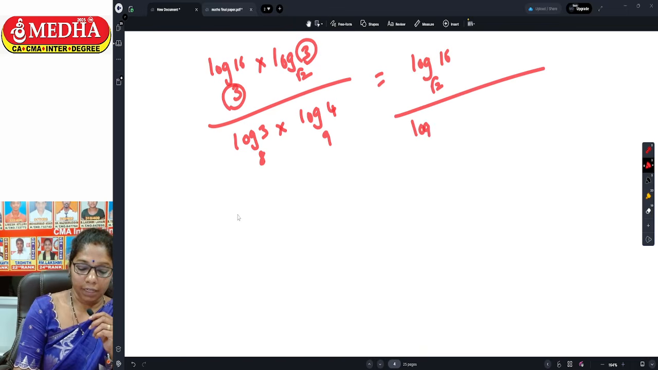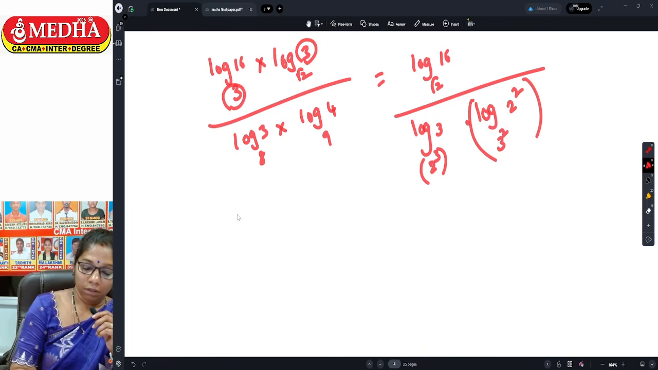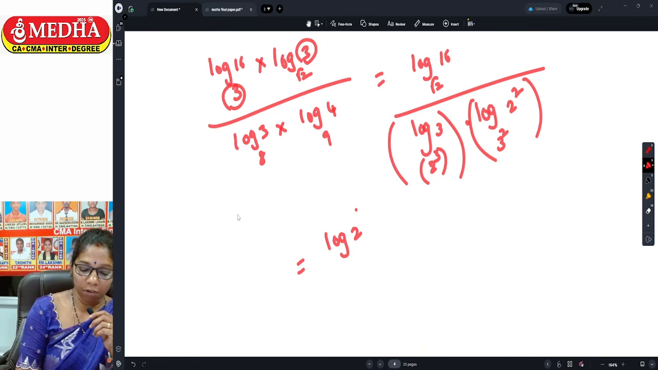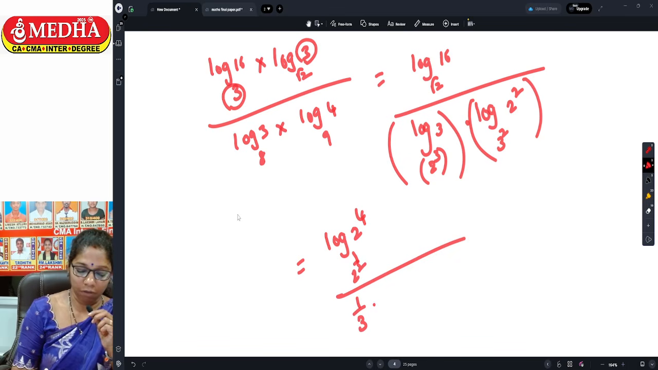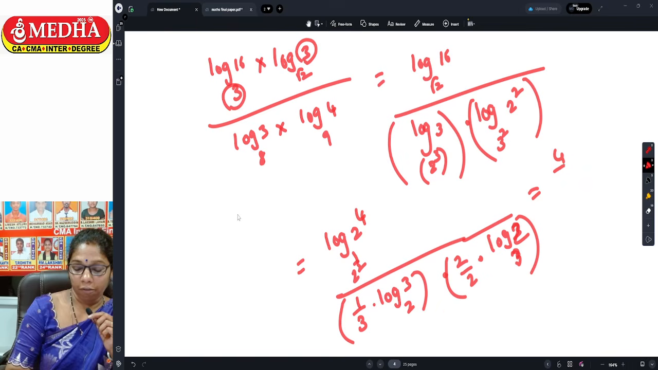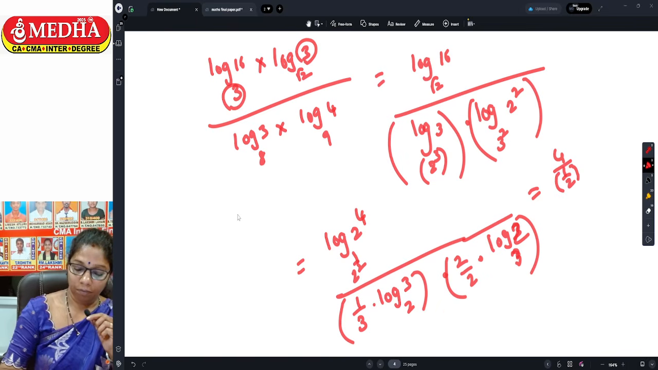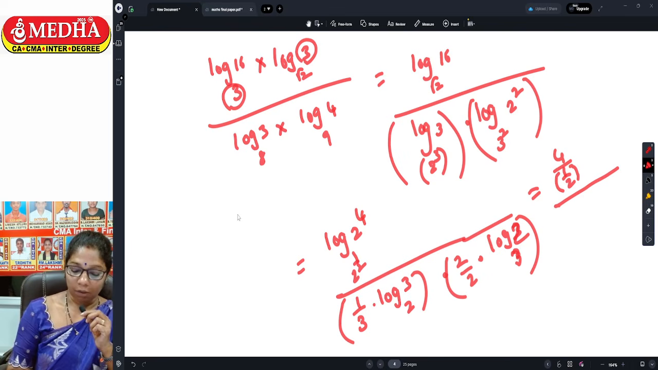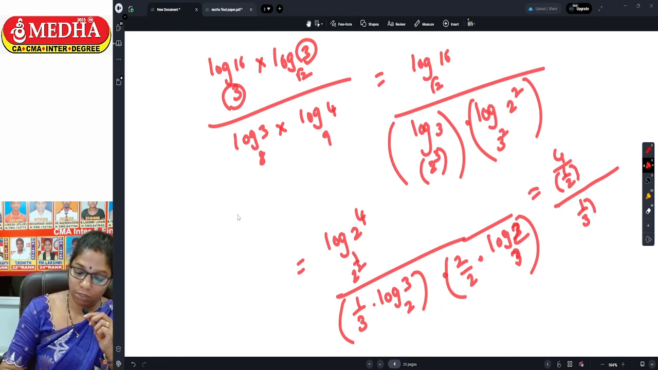Again we can write 8 as 2 cube and the base 2 cube into log 2 square and again 3 square. So this is in the form of log 2 power 4 and 2 power 1 by 2. We know the formula for this, and this is 1 by 3 of log 3 base 2 into 2 by 2 of log 3 base 3 log 2 base 3. Here it is 4 by 1 by 2 in the denominator. So 1 by 3 and 2 by 2 is 1. Log 2 base 3 and log 3 base 2 is 1. So the final solution is 1 by 3 here.